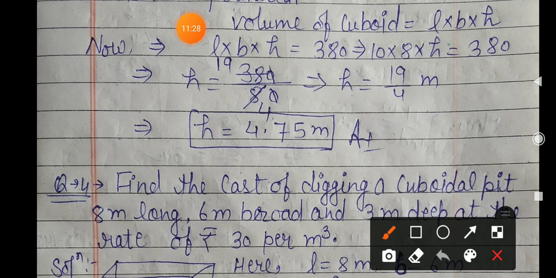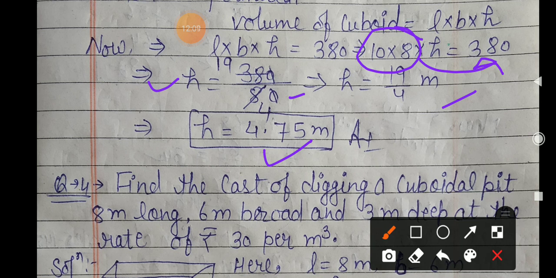If you have this value in a multiplication on that side, it goes to the other side and is converted into divide. So H is equal to 380 upon 80, because you have to multiply 10 with 8, and then the value is 80. So 380 upon 80, and then you have to cut 0 with 0, and then divide 38 by 2 and 8 by 2, and then 19 upon 4, divide 19 by 4, and then you get the answer. H is equal to 4.75 meter.